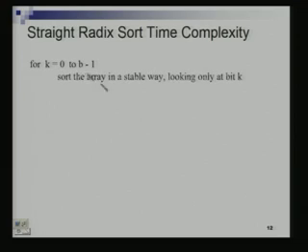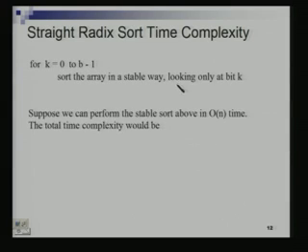Okay. Let us figure out what the time complexity is. For k equals 0 to b minus 1, we are sorting the array in a stable way looking only at the kth bit. Suppose this could be performed in order n time, then the total time complexity would be order bn. That is completely clear, provided we can do this sorting in order n time.